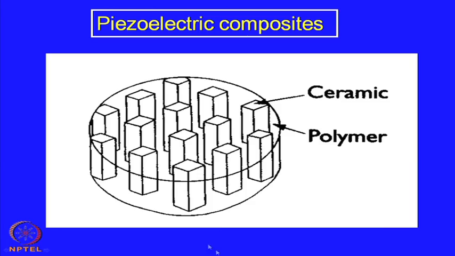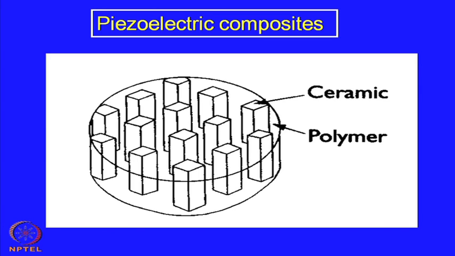So, there is an important range of compounds, or important range of materials or composites, which have been prepared out of piezoelectric PZT and polymer. Now, this is one example of what we have just shown. This is one example of how these composites have been prepared or conceptualized.